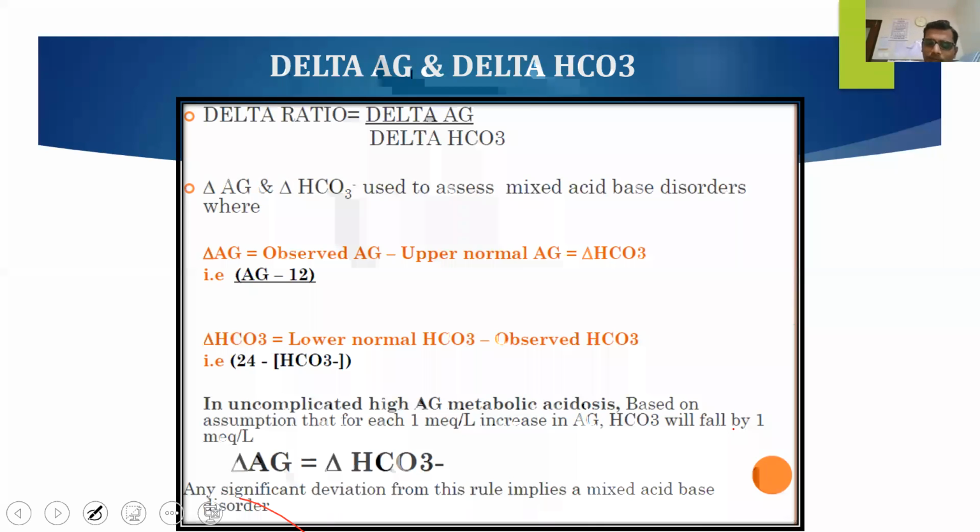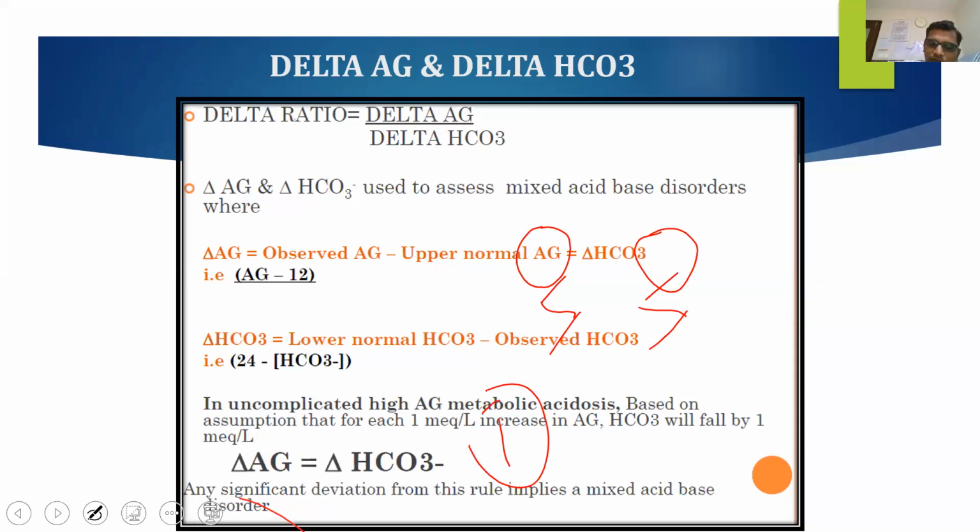In any patient, the change in bicarbonate and the change in anion gap should be the same in a high anion gap. High anion gap means there are some extra acids, so that much bicarbonate would be decreased, buffered. For example, if there are 5 extra acids, there should be a 5 decrease in bicarbonate. That is the normal physiology. So the ideal delta ratio would be 1 in a high anion gap metabolic acidosis.